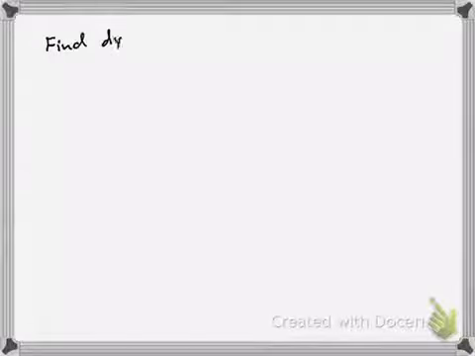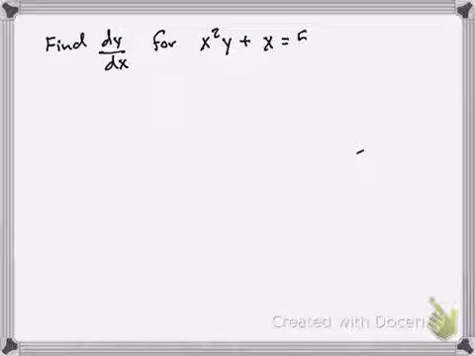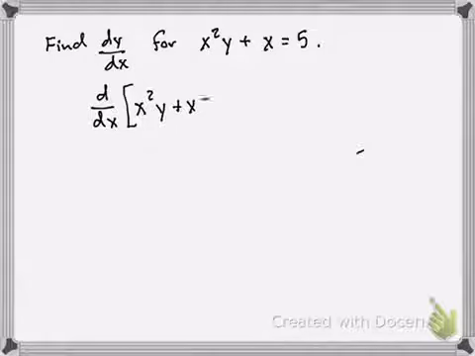So suppose we had a problem like the following. Find dy/dx for the relationship given by, let's say it was something like x squared y plus x equals 5. So what we would do here is go ahead and start by differentiating both sides of the equation. So we're going to start with something like this.